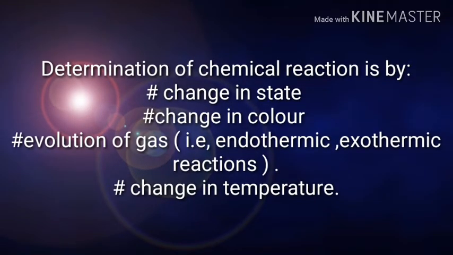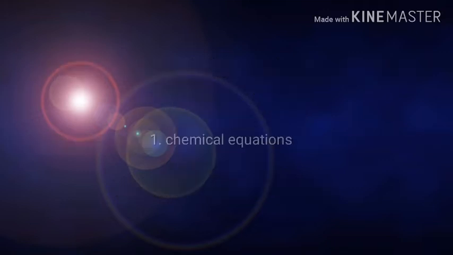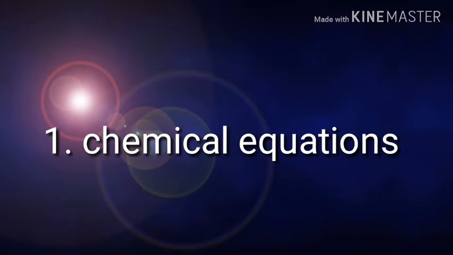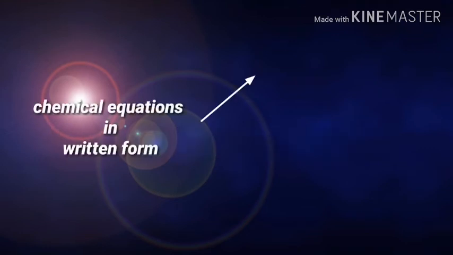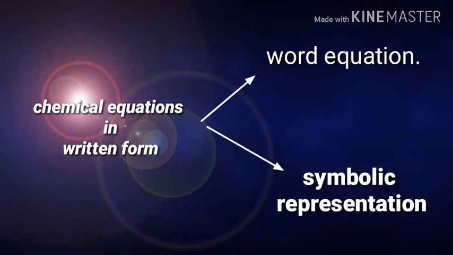It's by four effective ways. That is, change in state, change in color, evolution of gas, change in temperature. So coming to the first topic, that is chemical equation. Here, chemical equations are written in two ways, that is word equation and a symbolic representation of chemical reaction.